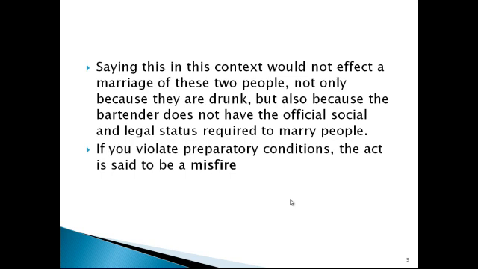Now, if you violate preparatory conditions, the act is said to be a misfire. Therefore, these two people deciding to get married in a bar and asking the bartender to marry them, this whole act is a misfire because preparatory conditions have not been met. Preparatory conditions have been violated.